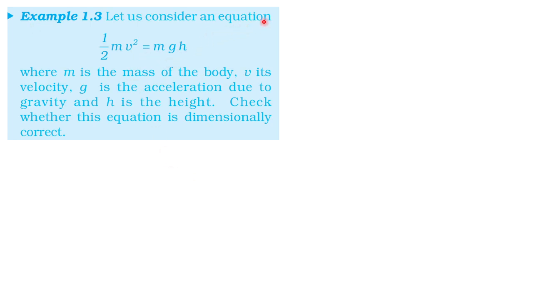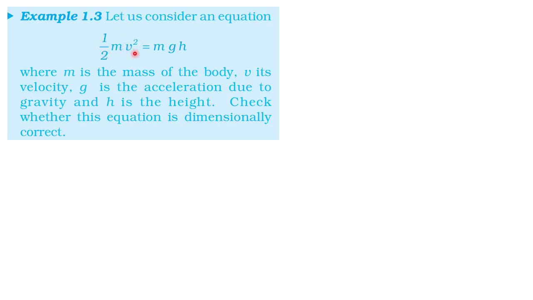Let us consider an equation. Actually this equation you will learn in the chapter work energy power. This is a formula you will learn in another chapter, work energy power. But here I want to verify dimensionally that it is true. So let us consider the equation. M is the mass, V is the velocity, G is the acceleration due to gravity, H is the height. Everything is mentioned. Check whether this equation is dimensionally correct or not.